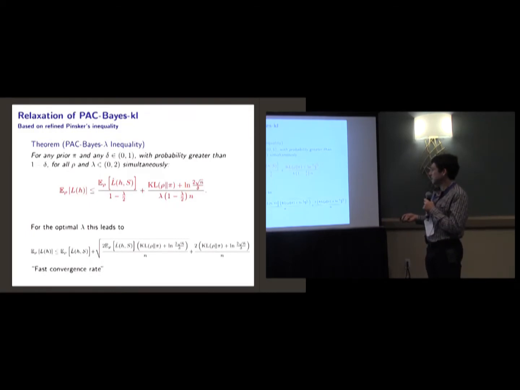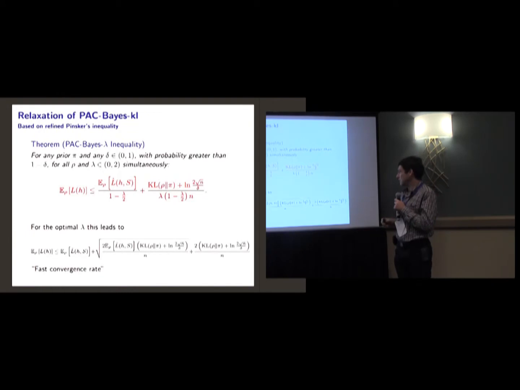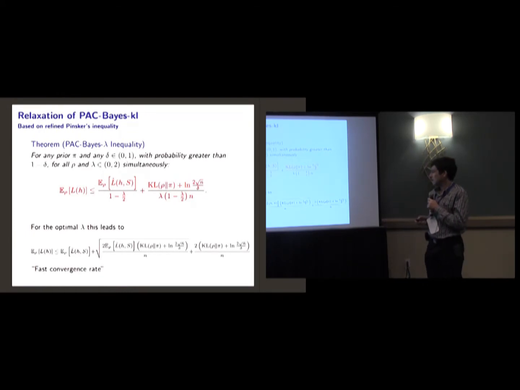So we actually get the so-called fast convergence rate. When the empirical loss is small, this square root term vanishes, and we are in the fast convergence regime. When the empirical loss is larger, then we have slow convergence. And this is the same as the bound in McAllester's 2003 work. So this relaxation is quite tight, and it achieves fast convergence rates if we want fast convergence rates.